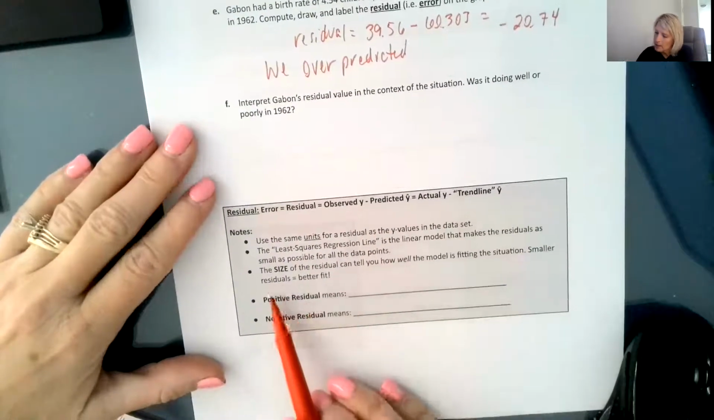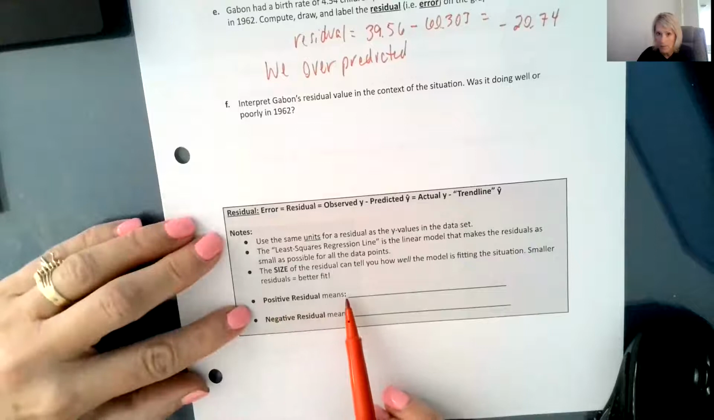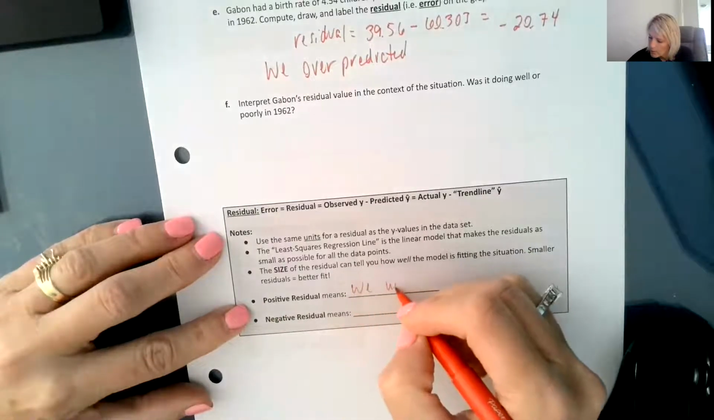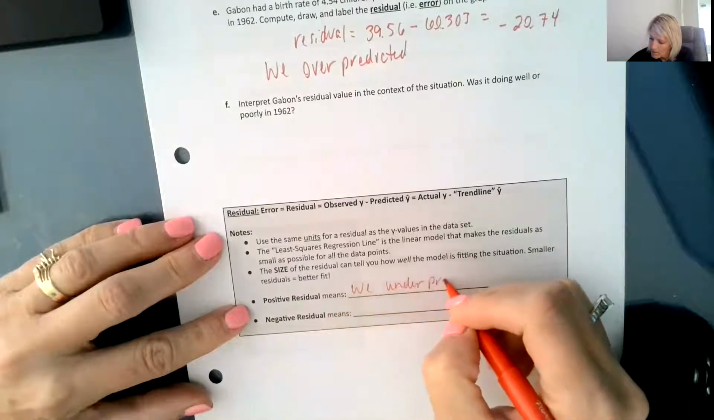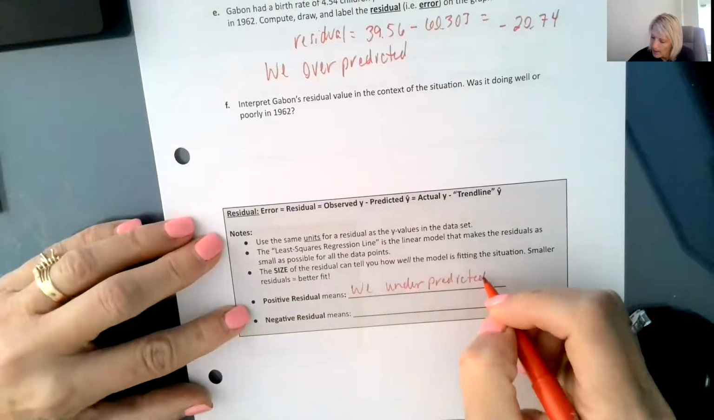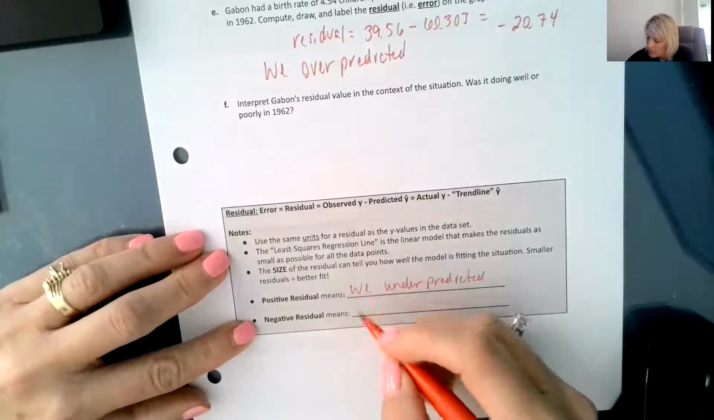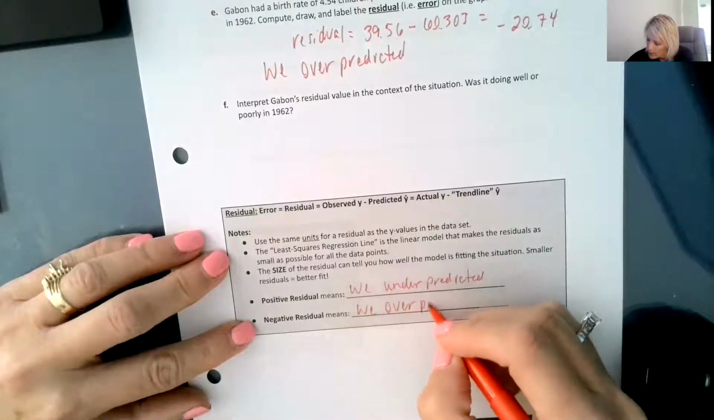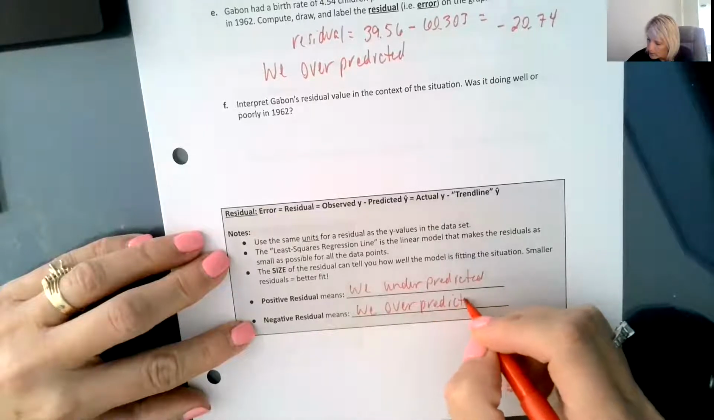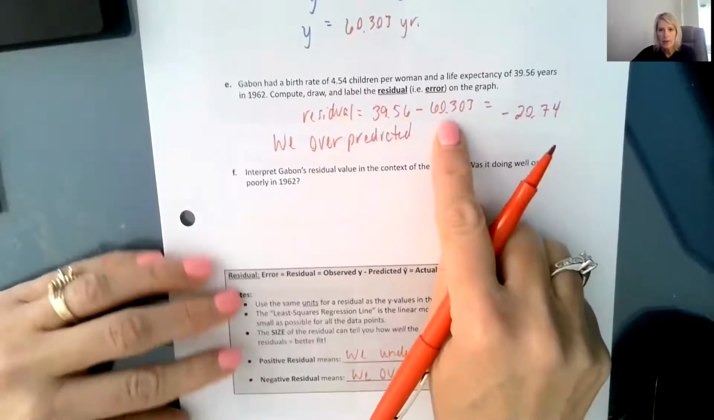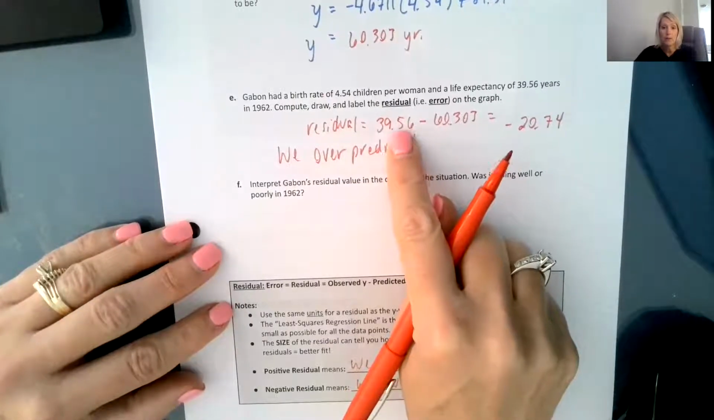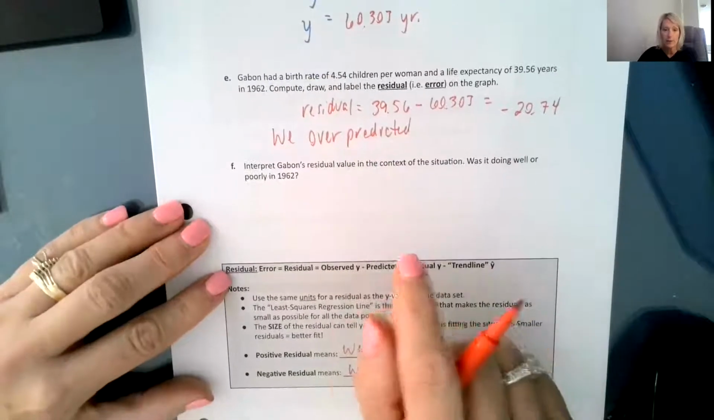A positive residual means we under predicted, and a negative residual means we over predicted. So we definitely over predicted on this one. We predicted their life expectancy would be 60.3 years when really in actuality, a woman's life expectancy is only just under 40 years in Gabon.